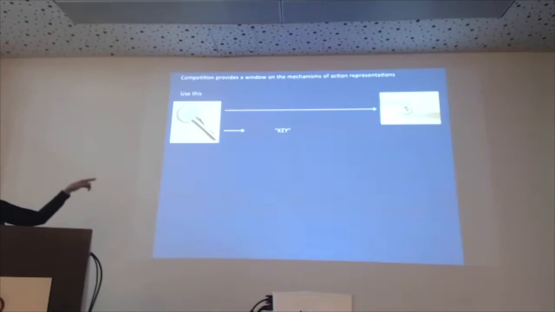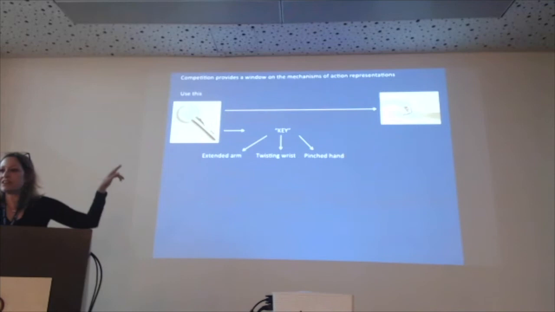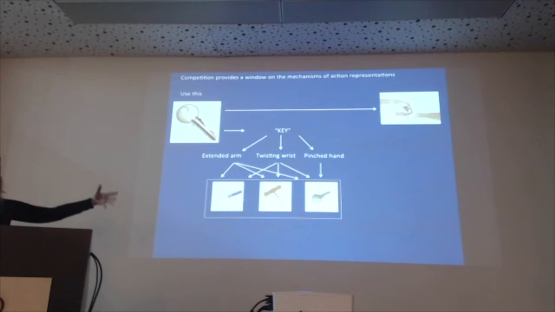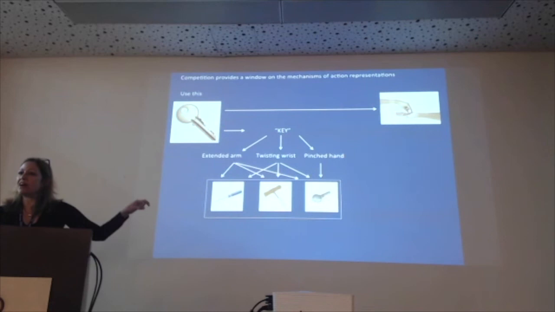And then we think, among other semantic information that you activate when you think of the key, you activate the components of the action that are associated with the key: an extended arm, a twisting wrist, and a pinched hand. Because these action features are shared with other objects, just as in other semantic domains there's feature sharing that determines similarity, we think action feature sharing determines the similarity of one tool to another. That's one of the things we've been looking at.